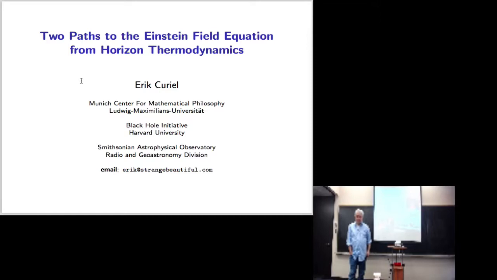So I'll be talking today about, well, you can read the title, but it's completely standard to read the title out loud anyway: Two Paths of the Einstein Field Equation from Horizon Thermodynamics. I'll be talking about Ted Jacobson's and, I always forget Padmanabhan's first name. Anyone remember? It's Tanu, Tanu Padmanabhan, thank you. Their respective two arguments for, in a sense, deriving the Einstein field equation from thermodynamical assumptions.